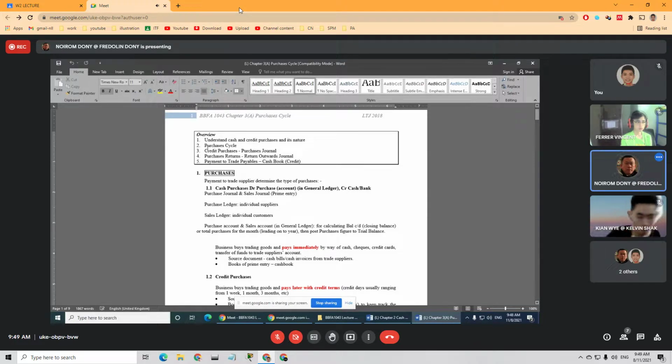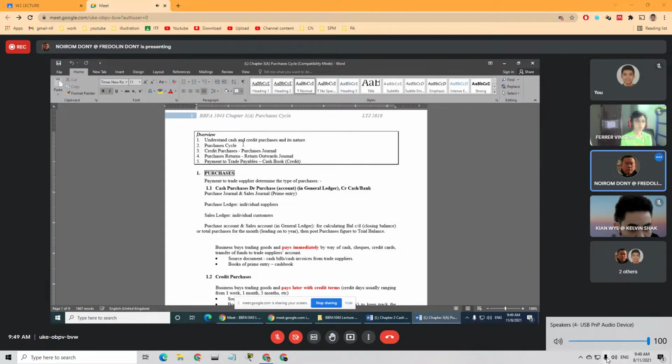So remember, credit purchases, the prime entry will be purchases journal. If it's cash purchases, what is the prime entry? What do you think? Can you guess, Calvin? What I mean is, what is the prime entry? Meaning, buku catatan pertama that you have to record. If it's cash purchases, let me give you a hint.